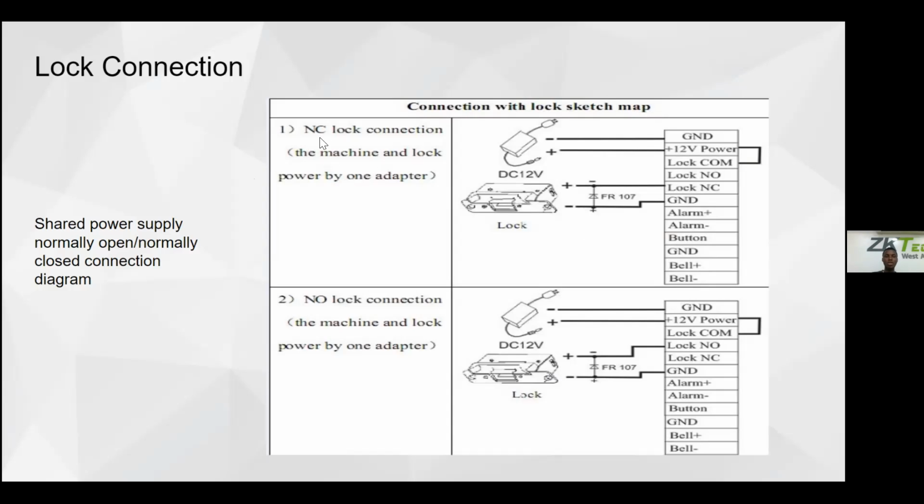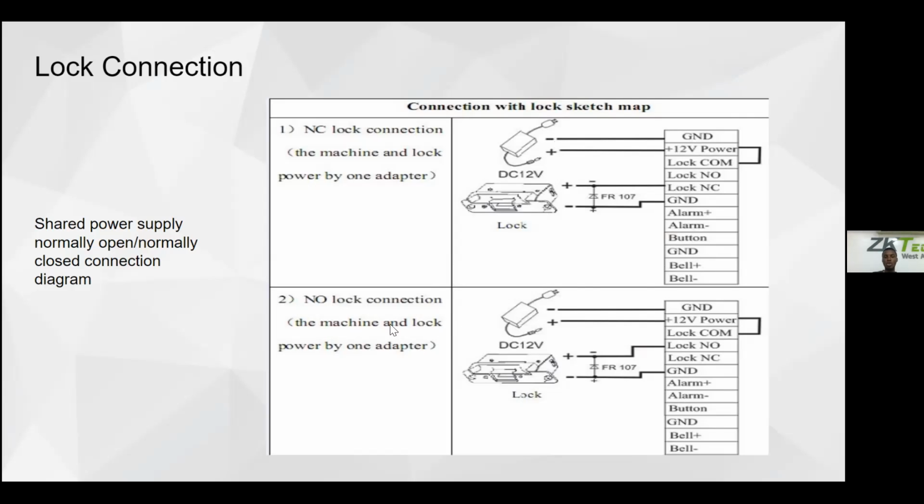If you are connecting using the NC lock connection, the machine and lock are powered by one adapter. That means only one adapter is running both the machine and the lock. This is how it is done. Your lock is connected to the lock NC, normally closed, which is the positive, and then the negative is connected to GND. And this power here, the negative is connected to GND, and then the positive is connected to the 12 volts.